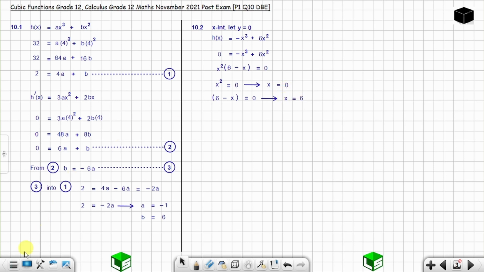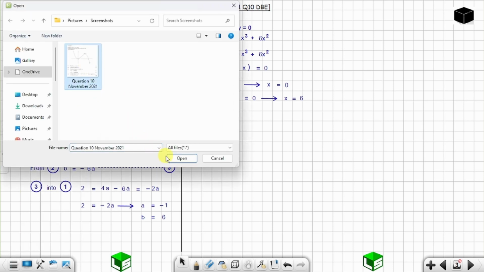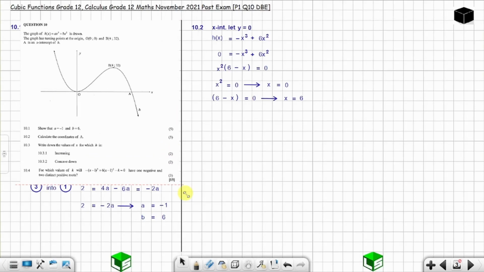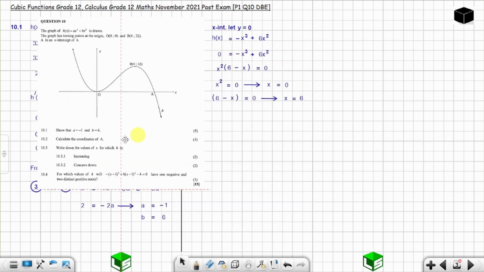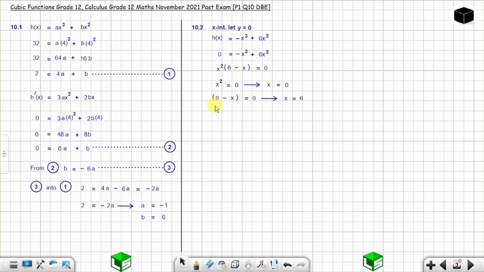You can see from the question, you actually have two x-intercepts. So the first one, the x-coordinate is 0. And the second one, which is A, the x-coordinate is 6. So now the coordinate of A are going to be 6 and 0. Remember, at the x-intercept, y is equal to 0. So the coordinate of A, you have this.